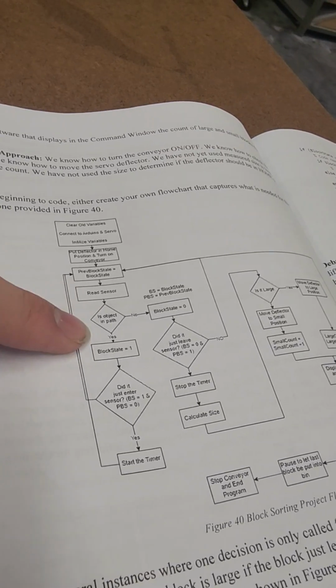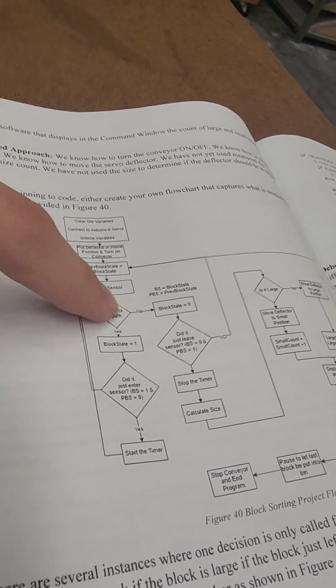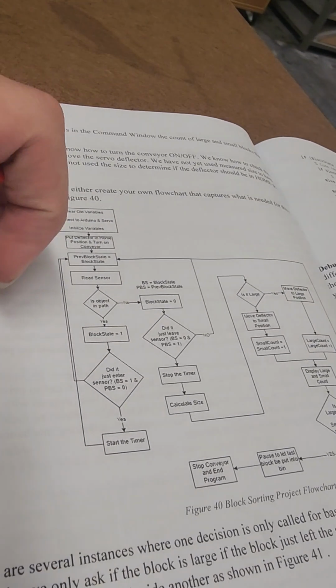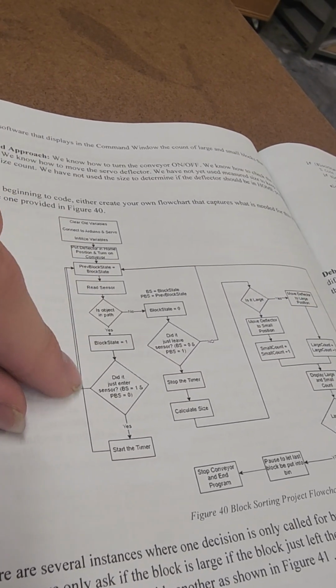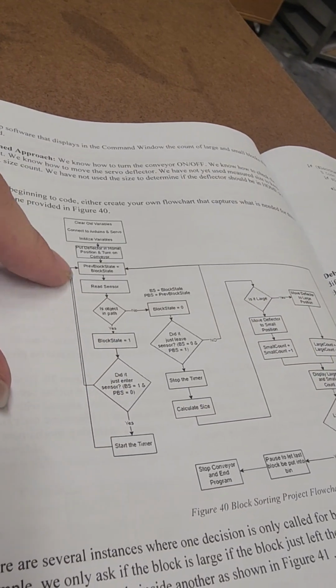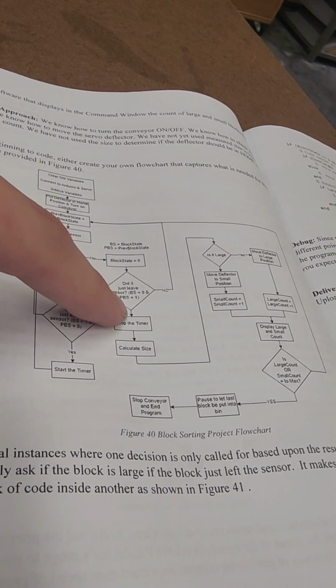It reads the sensor. If there's an object in the path, it checks the state of it, or if the previous state was true. If there is, and there wasn't a block there before, did it just enter the sensor? Yes, there is. We start the timer. We loop back to this. If not, did it just leave the sensor?